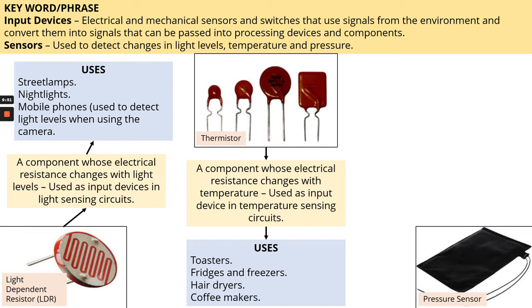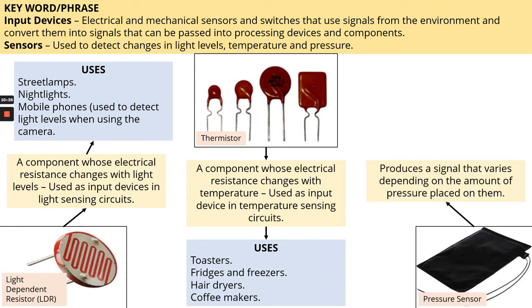But it's also used in safety functions in hair dryers and heating products, because if a device gets up to above a certain temperature, the thermistor will cut off the electrical supply going around the circuit, therefore turning the hairdryer off, and reducing the risk of injury to a human using that. Okay, our final type of sensor input device are pressure sensors.